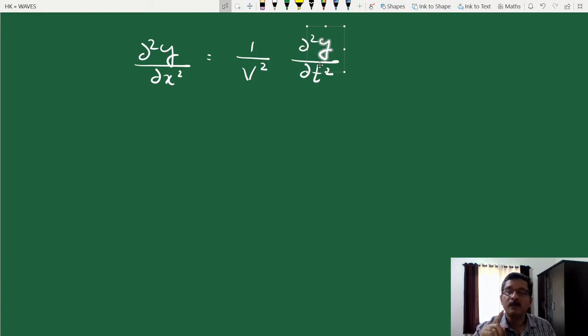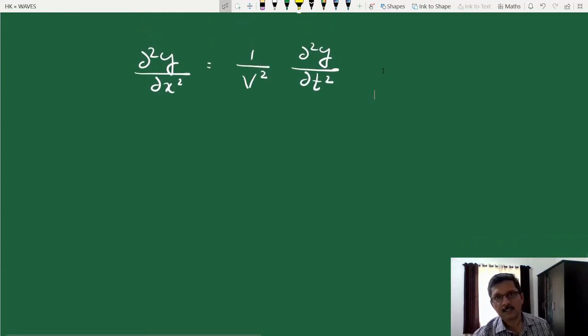We know that when you multiply velocity with time, we get length. Velocity into time is length. So there should be velocity square in the denominator. When velocity square is multiplied by time square, we get velocity into time, whole square. Velocity into time is length. Length square comes in the denominator. So on the left hand side the dimension is 1 by length square, and on the right side you get 1 by length square only if you have 1 by v square on the right side. This is called dimensional analysis. If you make this dimensional analysis, it's easy to remember that 1 by v square should come along with dou square y by dou t square.